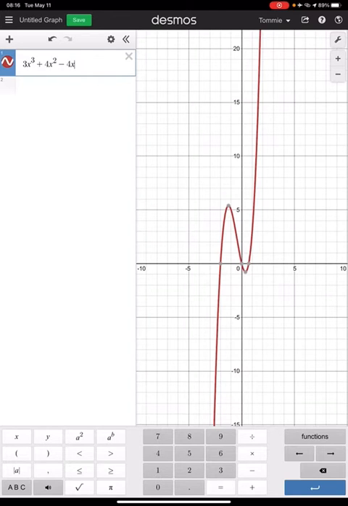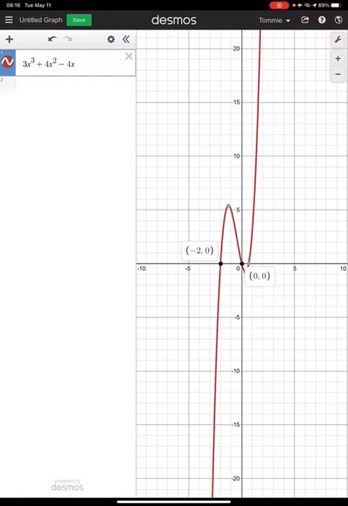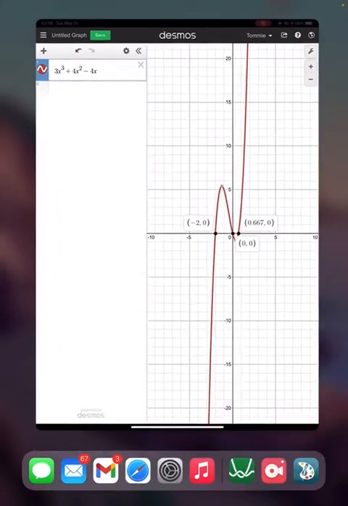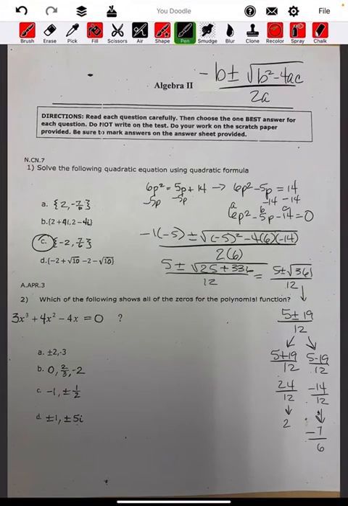All right, so once we do that, we notice all of our x-intercepts: one here, one here, and one here. So we have negative 2, 0.67, and 0. Then we come back to our problem and find the one that has 0, 2 over 3, and negative 2. So that's going to be option B.